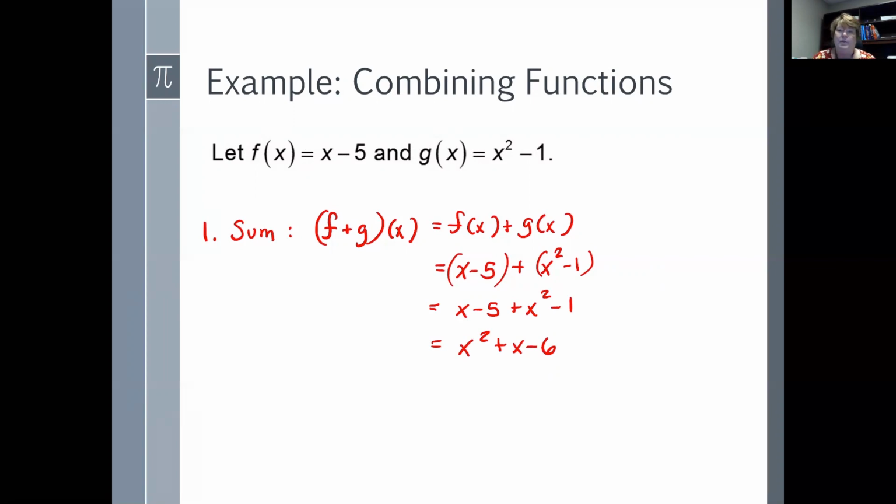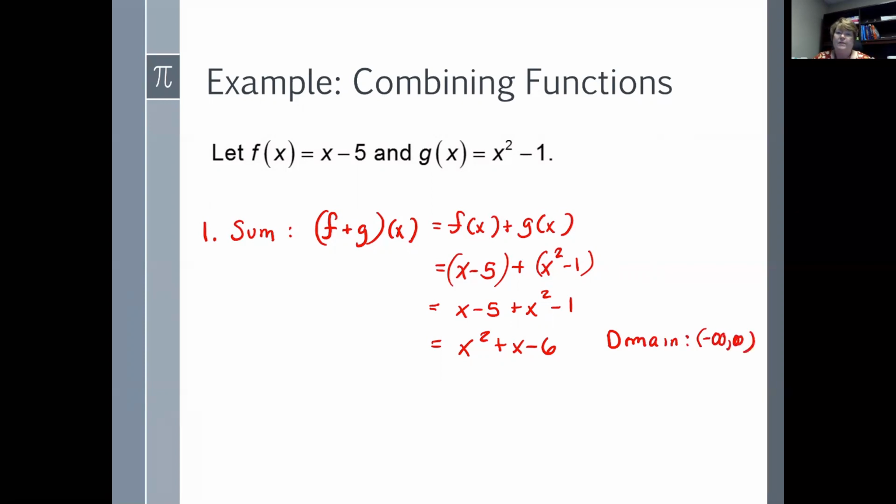And now let's talk about the domain. The function that we obtained when we added these two functions together was x squared plus x minus 6. That function does not have x's in its denominator. It does not have an even root with an x in the radicand. So the domain of this function is the set of all real numbers. There is no value I cannot substitute in for x. Everything works. So its domain is the set of all real numbers.